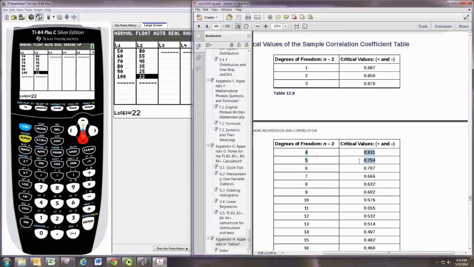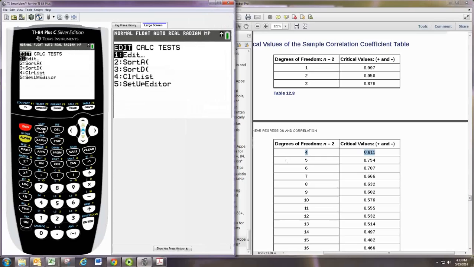We would look at 4, which is this row right here. And the critical value is 0.811. And that means that in order to really have a correlation with that few points, you need r to be at least 0.811 in absolute value. So remember with r, it could be positive or negative. Just take the absolute value and compare. It should be bigger than these critical values, because you want it to be close to 1. So the lowest it could be in absolute value is 0.811.